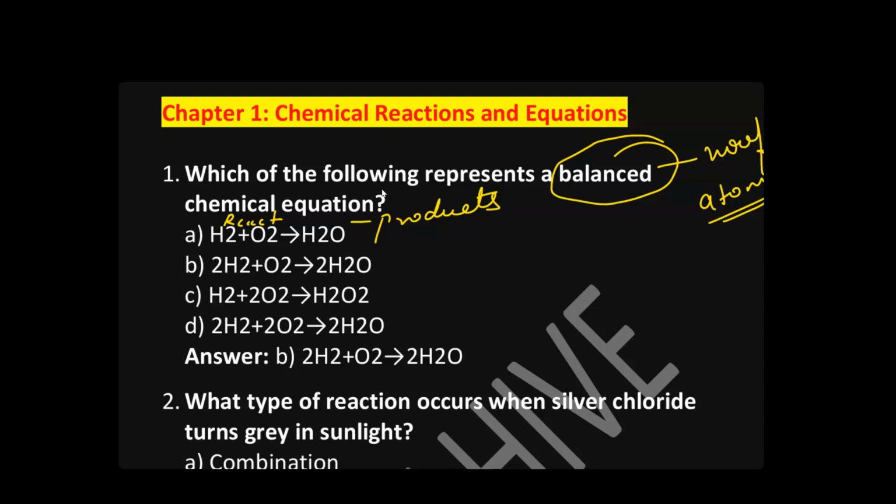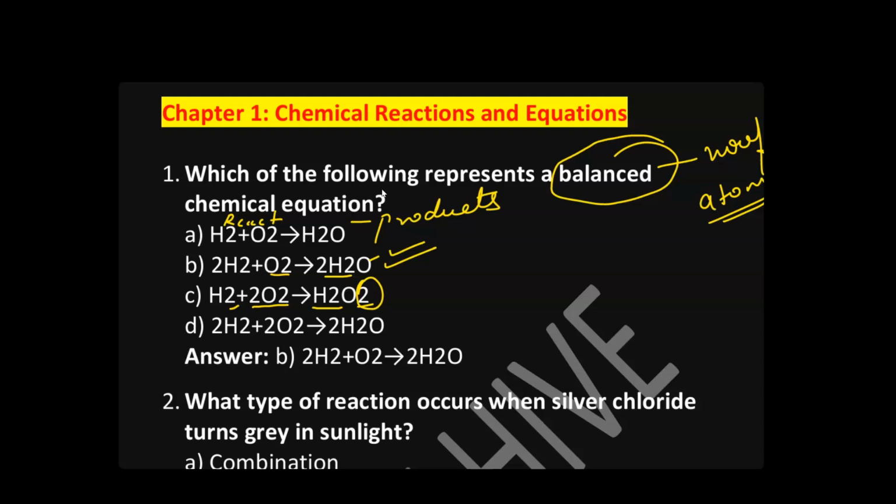2H2 plus O2. So 4 hydrogen atoms are present, and here also 4 hydrogen atoms are present, and 2 oxygens are present on both sides. This is a balanced equation. In option C, how many hydrogen atoms are present? 2. How many oxygen atoms are present? 4. But in the product, how many hydrogen atoms are present? 2. And oxygen atoms are only 2. So this is also not a balanced equation.